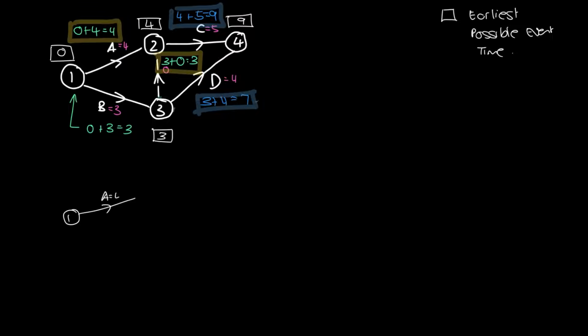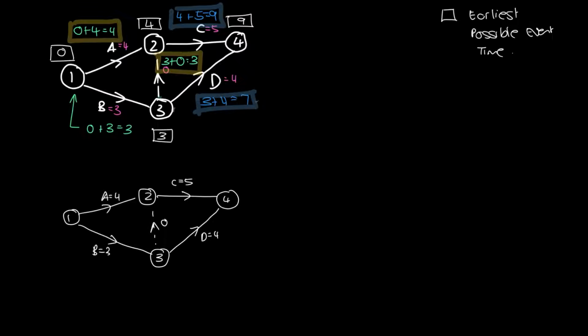That's going to be A equals 4. That's going to be 2. That's going to be B equals 3. That's going to be 3. We have our dummy activity happening there, and that's 0. Then we're going to have our C equals 5, and our 4, and our D equals 4. And then we're going to have our earliest possible event time sitting over here. So that's 0, that's 4, that's 9, and that is 3.